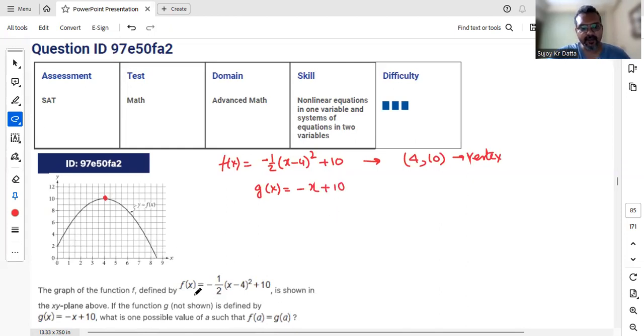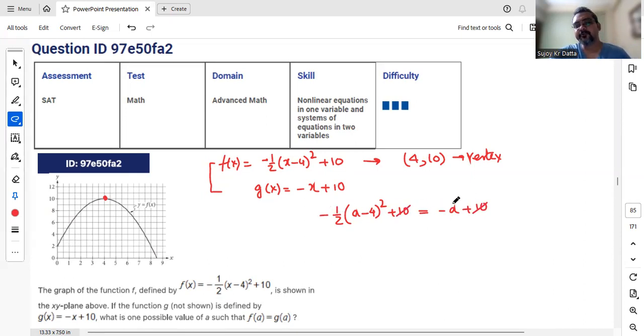They're asking for one value of a such that f of a equals g of a. So what we have to basically do is just solve them. They're asking for one solution. f(a) would be negative half times (a minus 4) whole squared plus 10, equal to g of a, which is negative a plus 10. The 10 is gone.